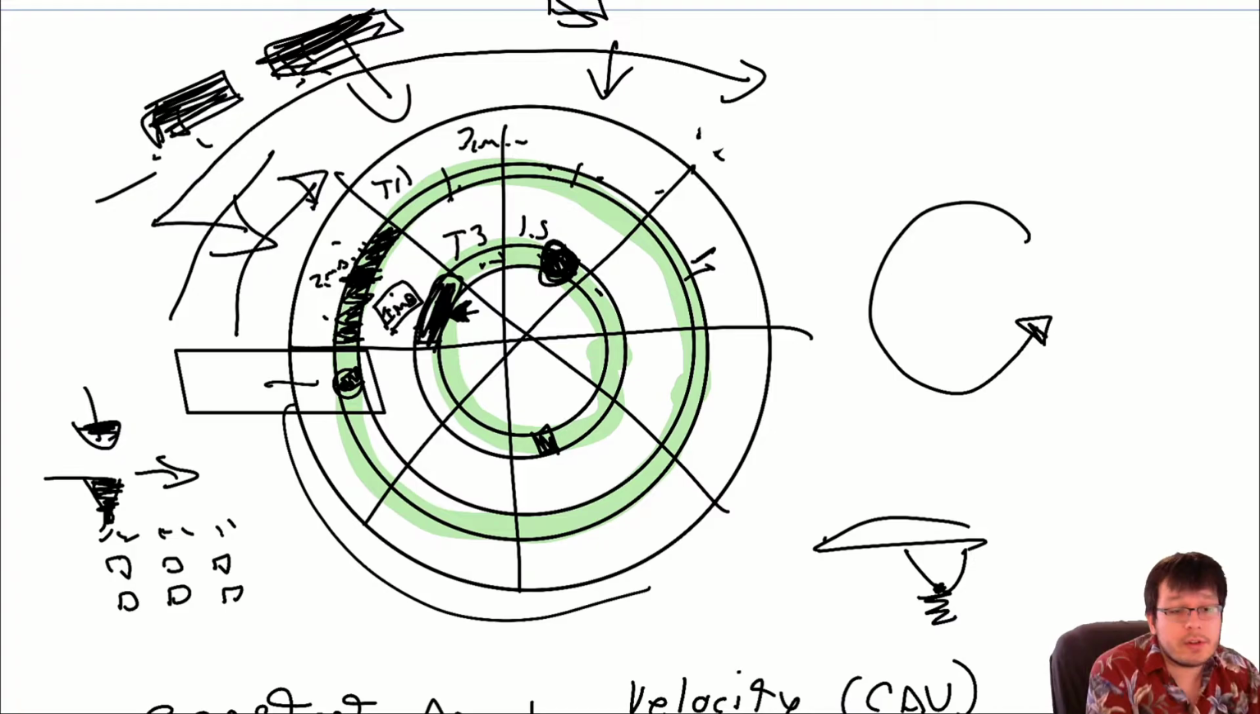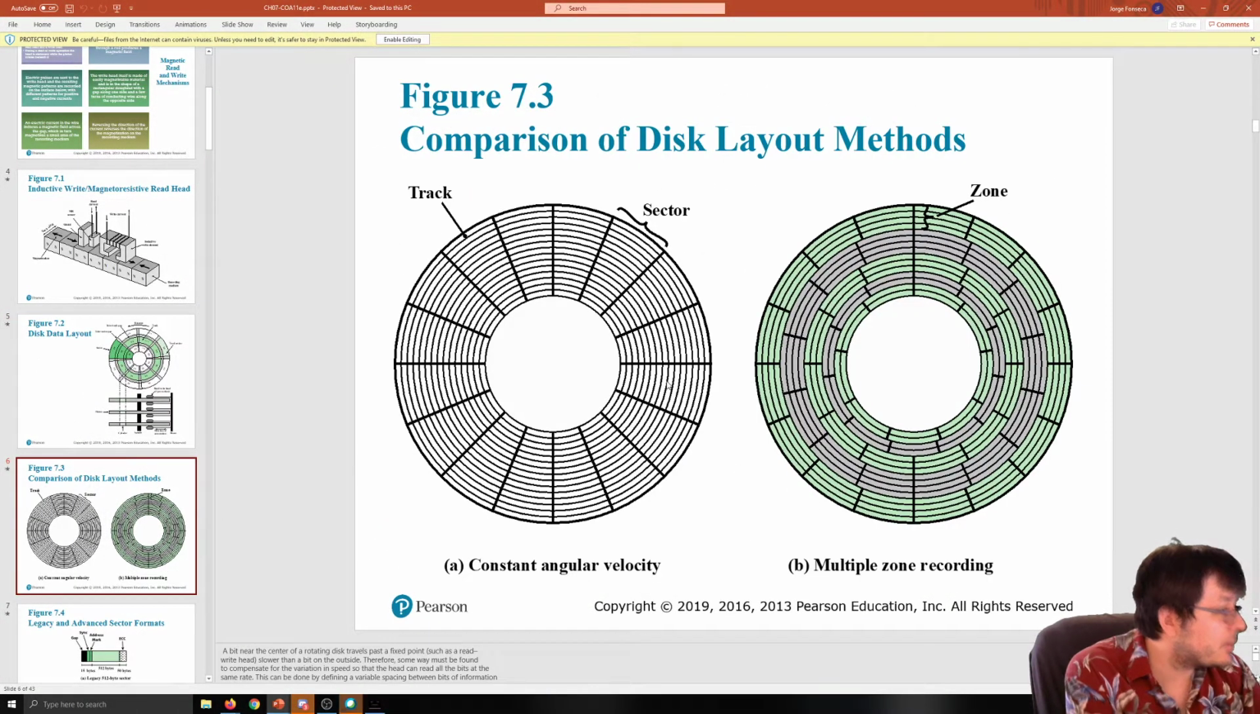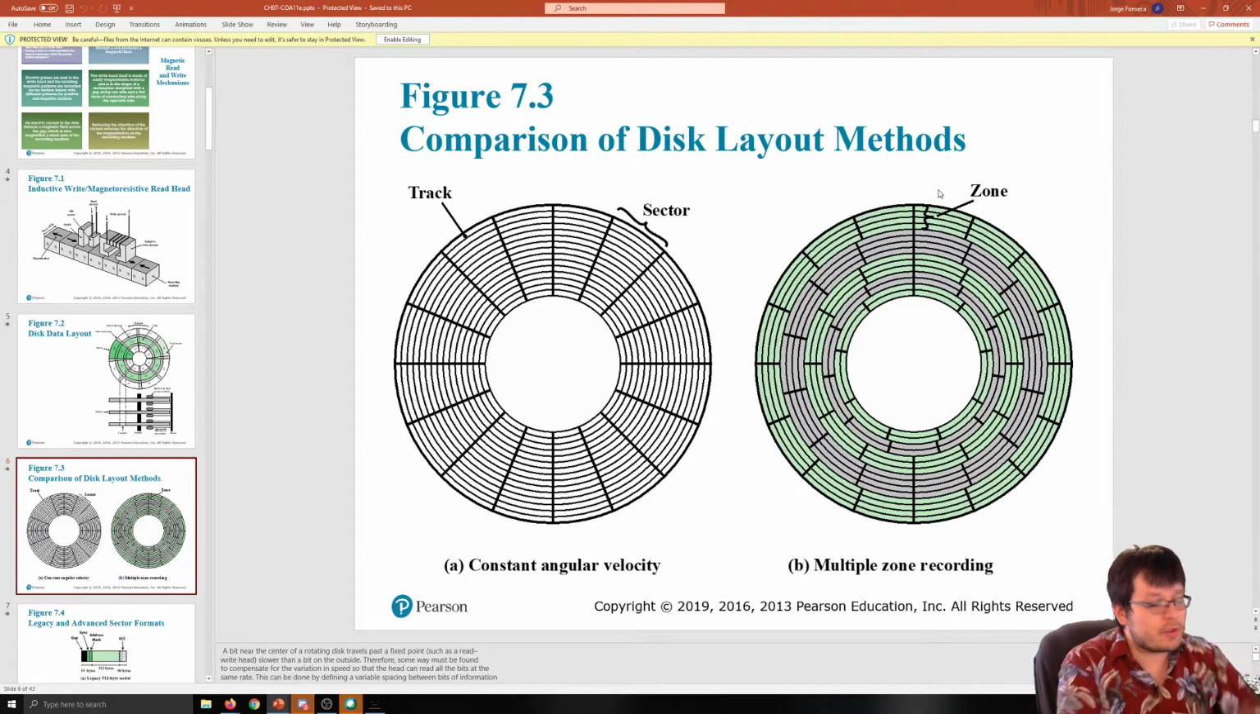So the other system where all the sectors are the same is where the other picture comes from the book, this picture here. I guess this actually shows you a good one. So constant angular velocity is this one. Again, all the sectors are the same, so it doesn't matter that you're going faster on the outside. And then this one is the multiple zone recording.